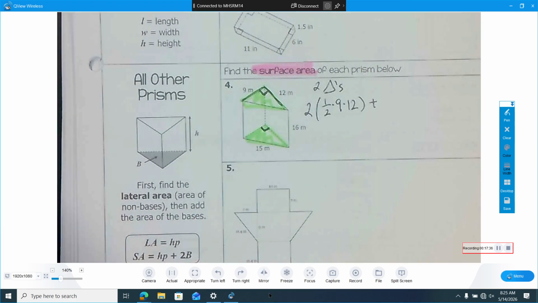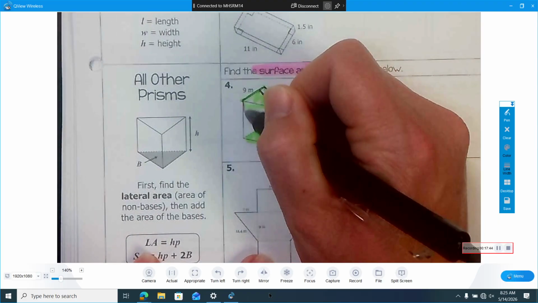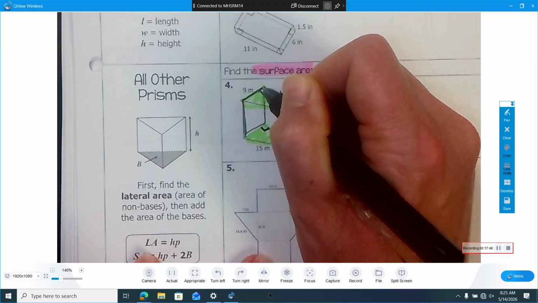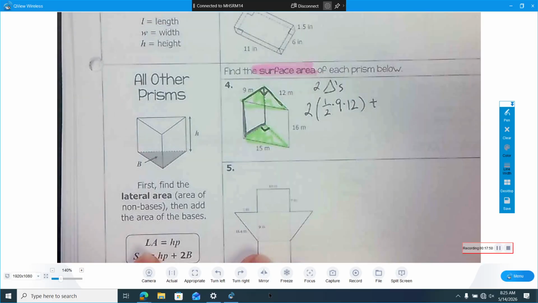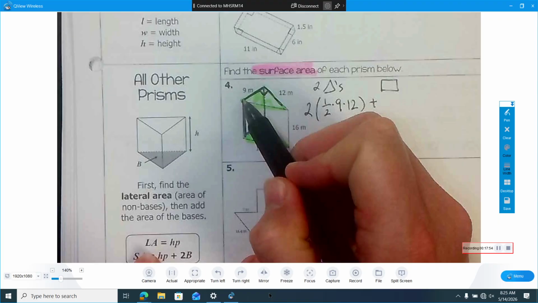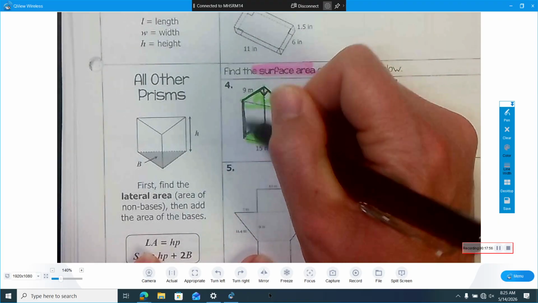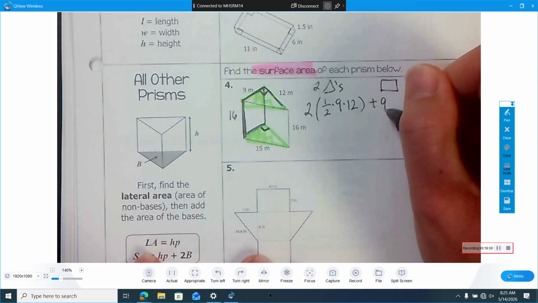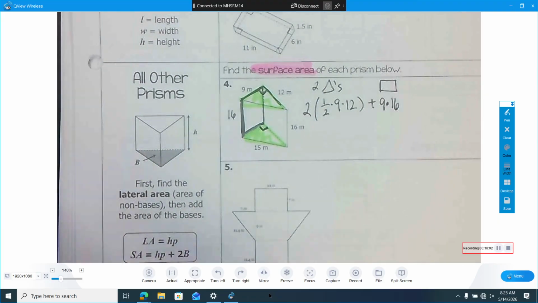Then we have 3 other shapes. What are the 3 other shapes? Rectangles, yeah. So I have a rectangle here at the back, outlined here in black. How do we find the area of a rectangle? Yeah, base times height. I know it has a 9. What's the vertical edge? 16. Very good. So 9 times 16 for the black rectangle.